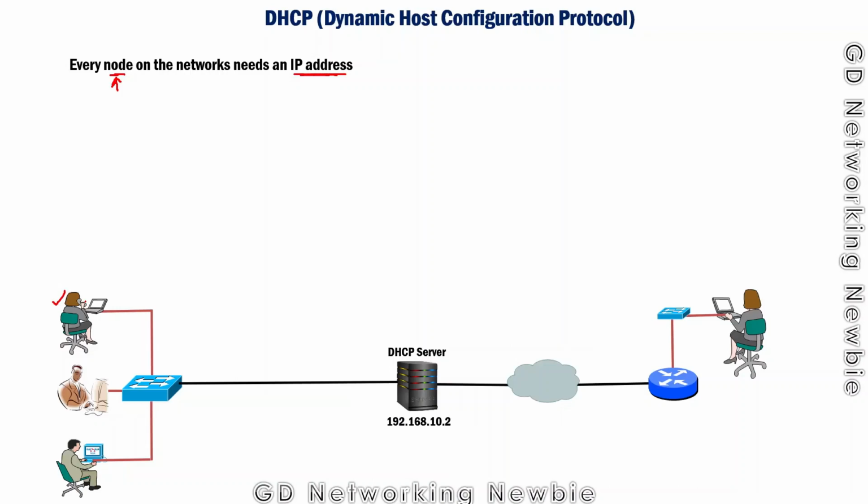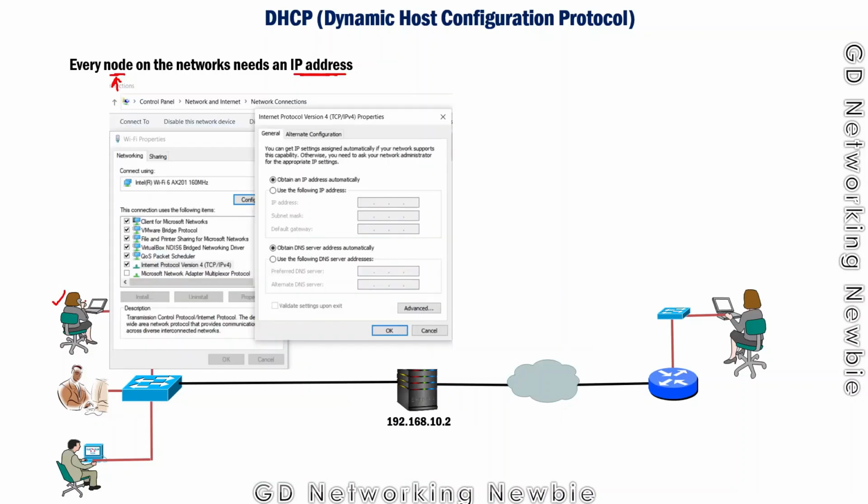So every node needs an IP address, and to assign an IP address to the nodes, for example if we have the Windows operating system, we can go to Control Panel, then Network and Internet, and in Network Connections we have this window. In that window we can configure the IP address by ourselves. For example, we can select the option to use the following IP address, and then assign some IP address to this computer manually or statically.